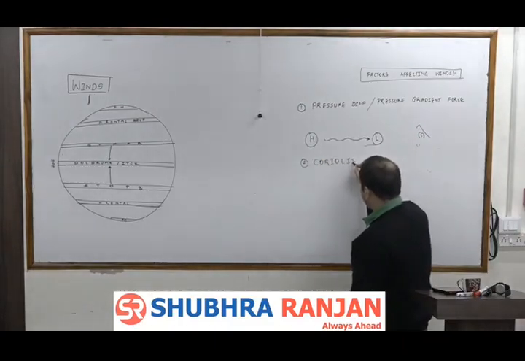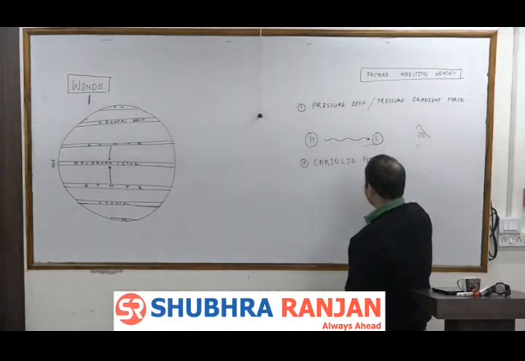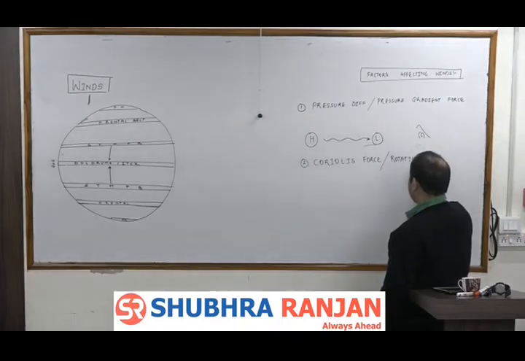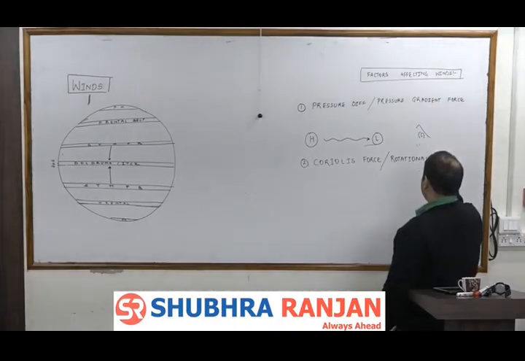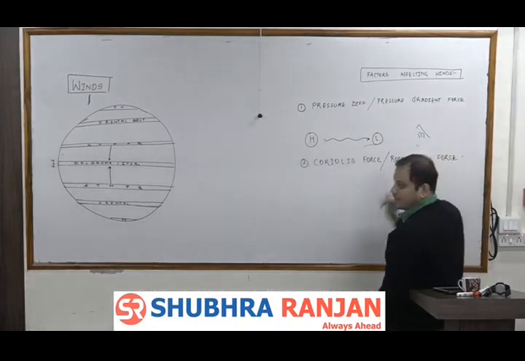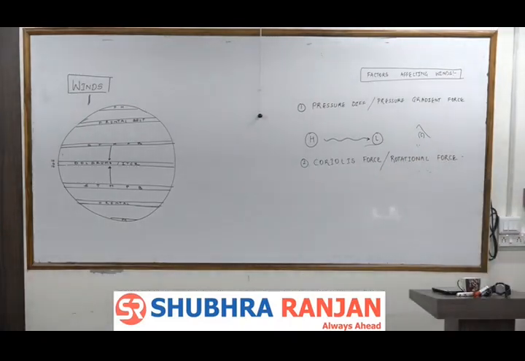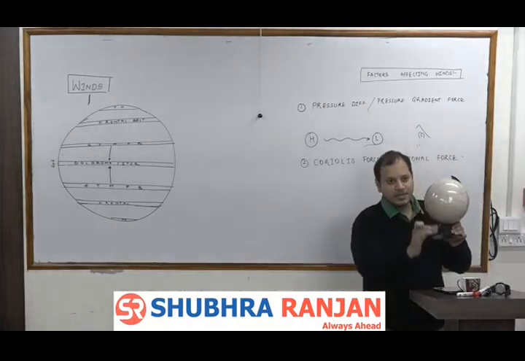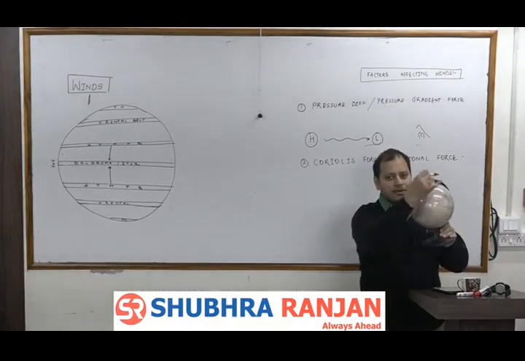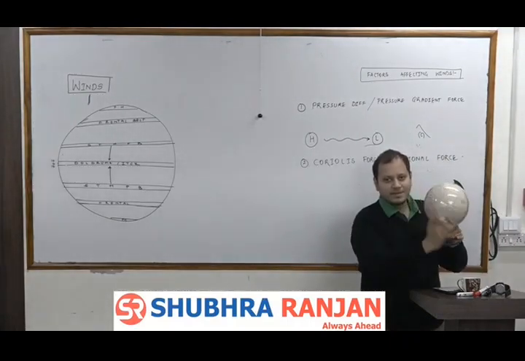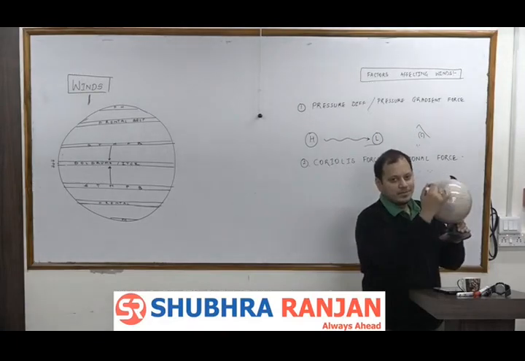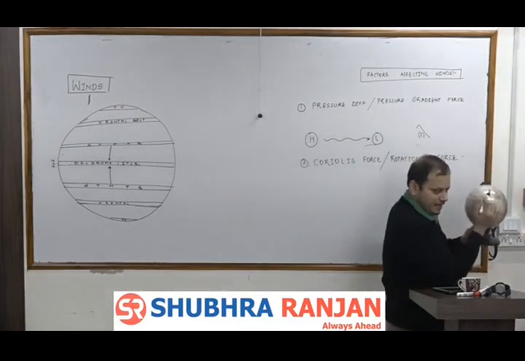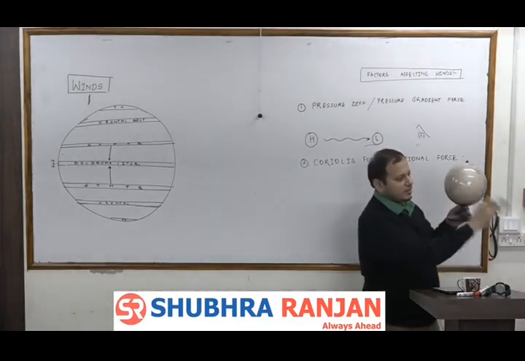Now what is this Coriolis force? Or a rotational force. Earth is rotating. In which direction is the earth rotating? Earth is rotating from west to east. And see how our earth is rotating. I am putting my pen. कौन से direction में जा रहा है? It is going to your right hand side or left hand side? Right hand side.